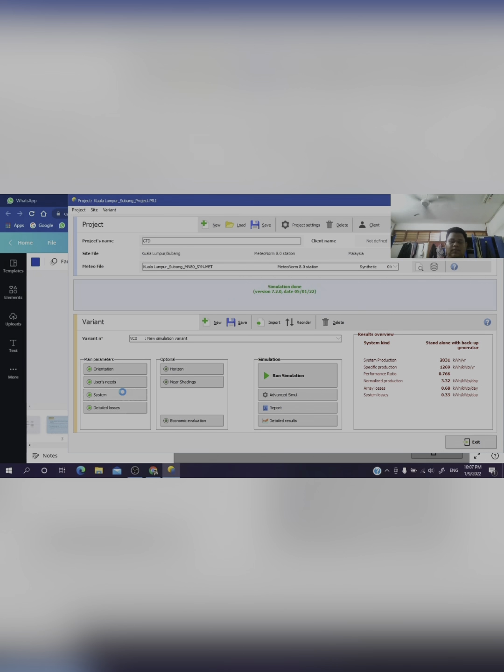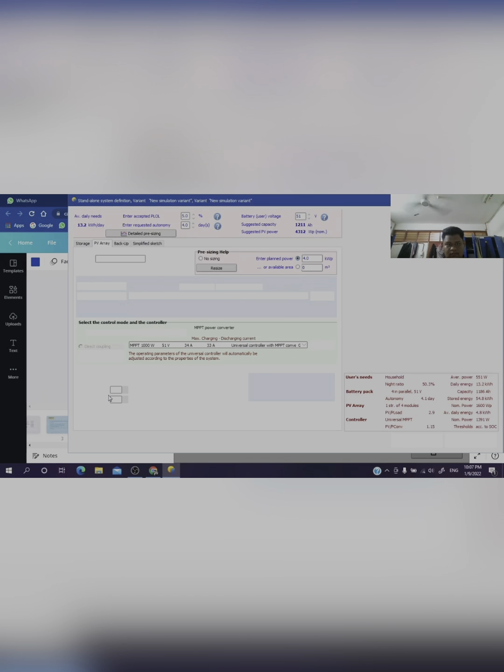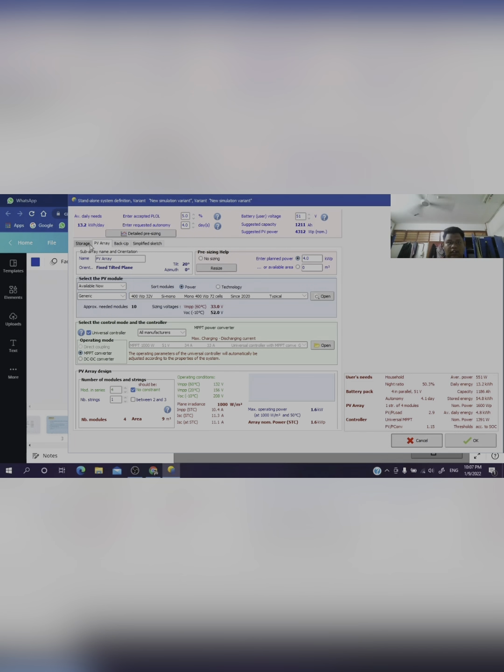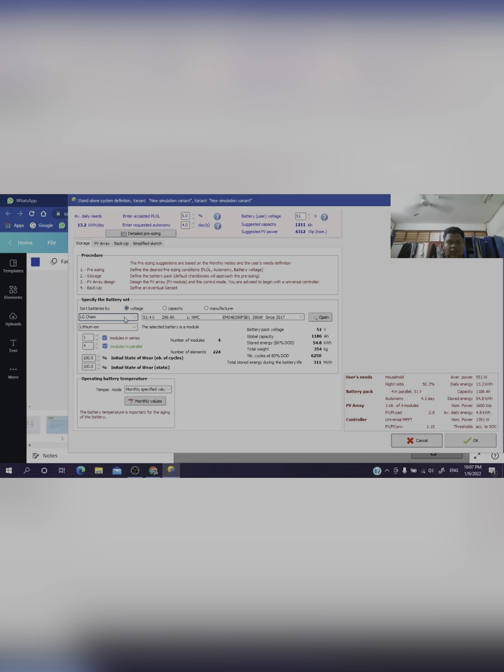So for the system, for the storage, we are using an LG Chem, 51.4 volt, 295 milliampere hour, and one in series, 4 in parallel. So the capacity is 1186, and it is equivalent to the storage we need in the manual calculation.